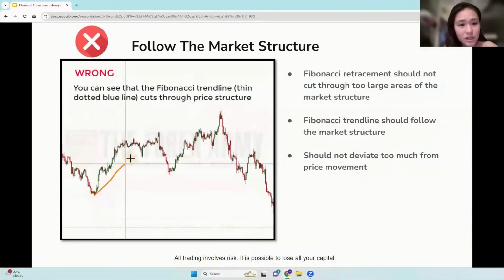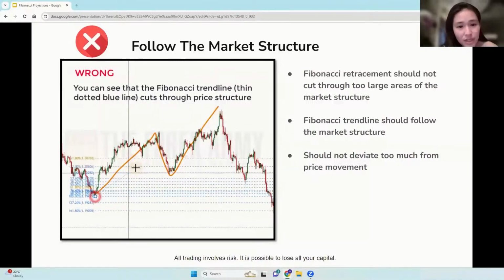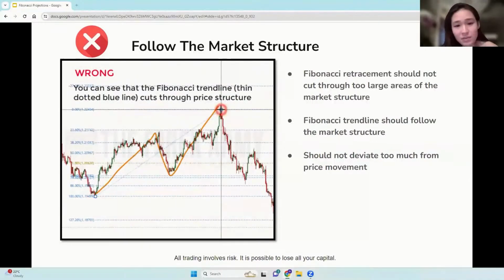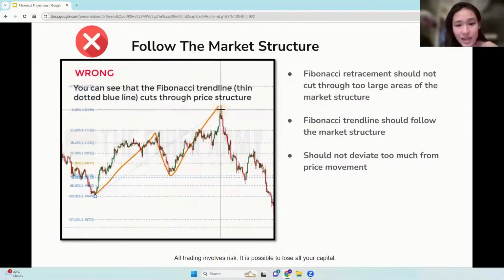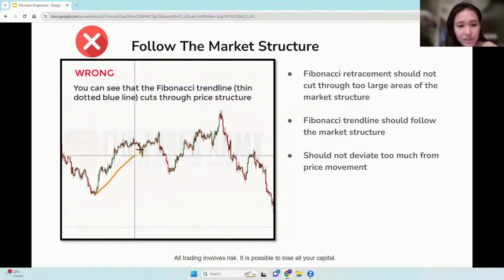Okay, next point, we want to make sure that you are following the market structure. Here is an example of how not to draw your Fibonacci retracement trend line. So your Fibonacci trend line must follow price structure clearly. In this case, you can see that there is a zigzag market structure. The retracement drawn here cuts through the market structure, making it less effective.